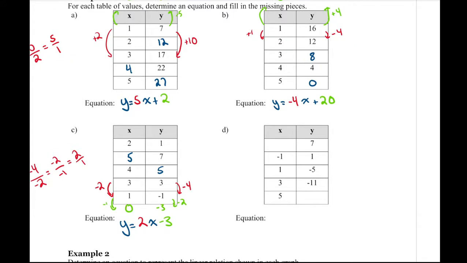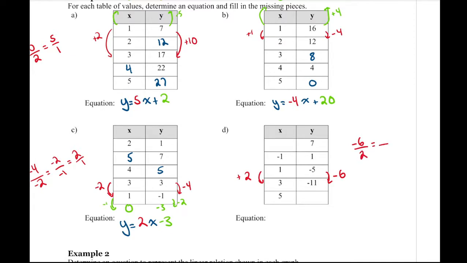For D, again, same idea, right? We're given different sets of points. Here we're not given points that are sequential, so we might have to do a little bit of work, or the pattern or the multiplier may not jump out to us right away. But again, let's check. What do our y's change by? Well, from -5 to -11, that is a decrease of 6. What do the x's change by? Well, from 1 to 3, that's an increase of 2. So that means that for every decrease of 6, my x's increase by 2.